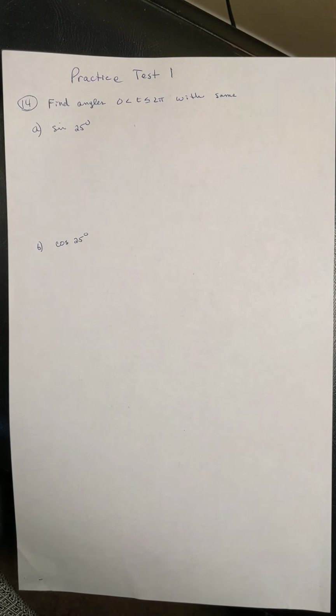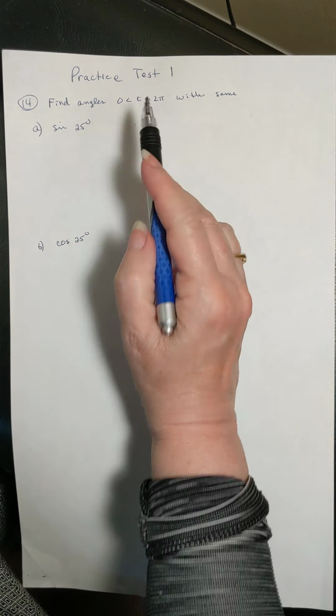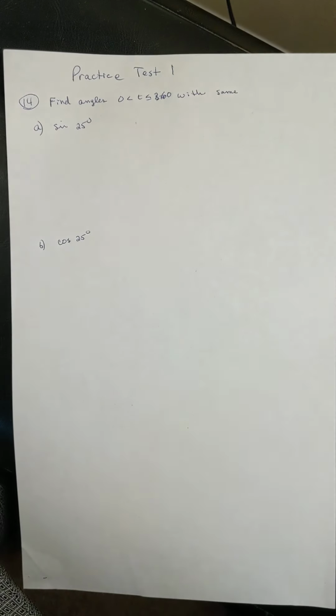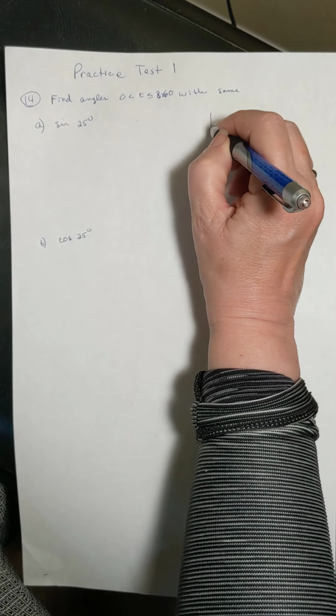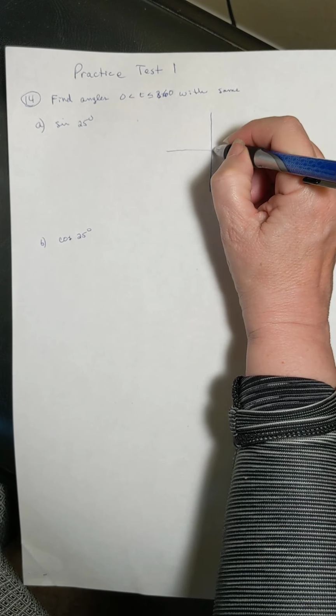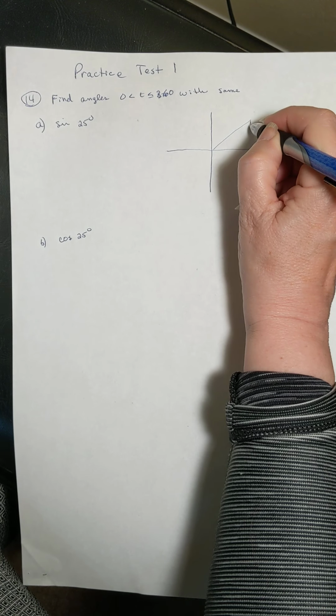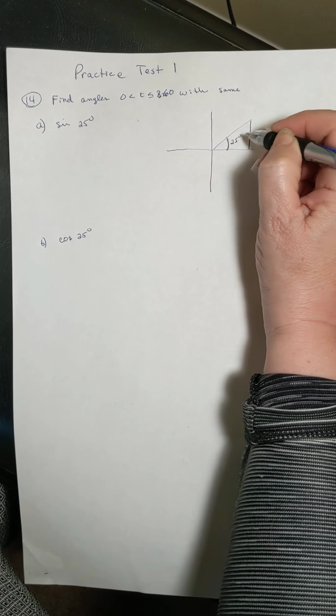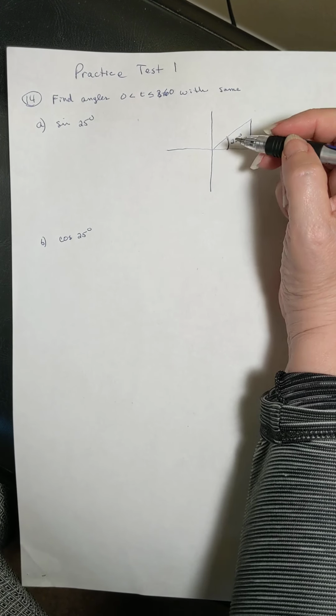All right, on this problem 14, it says find the angles between 0 and 360 degrees with the same sine as 25 degrees. All right, so if we look at 25 degrees, and again, this is not really 25 degrees. I'm just drawing it where 25 degrees would be in the first quadrant.